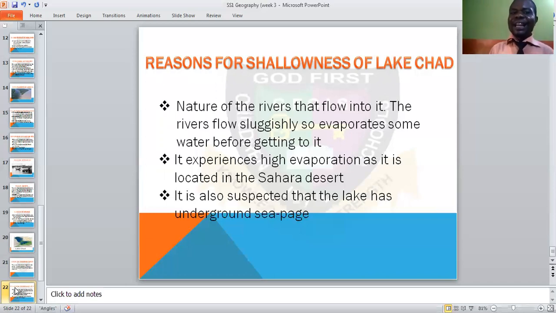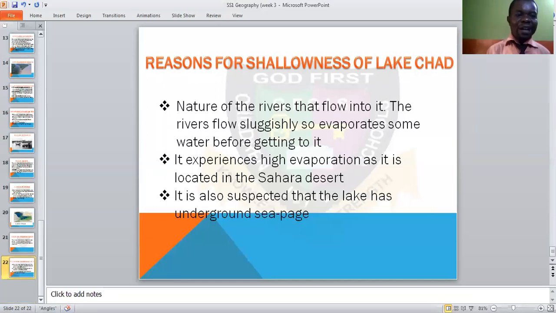Another one, it is also suspected that the lake has underground seepage. It's leaking somewhere, going to another place, which has not been ascertained. These are the reasons why Lake Chad, even if it collects water from many other rivers, is still very shallow. That is the reason for the shallowness of Lake Chad.